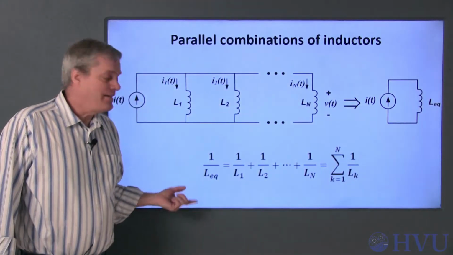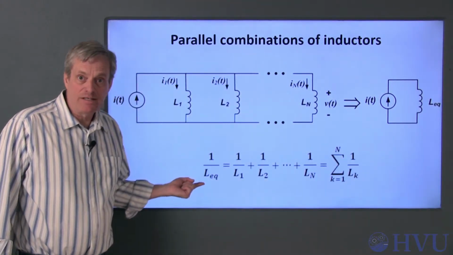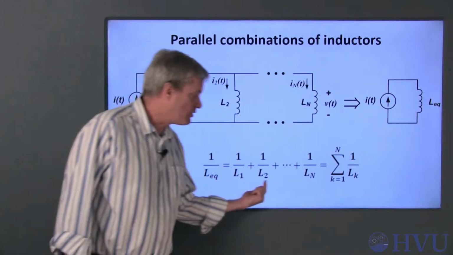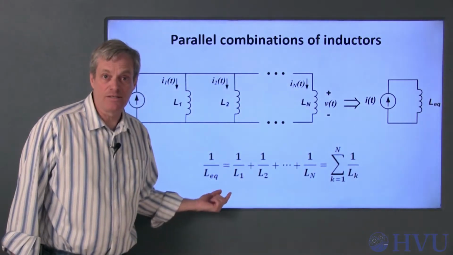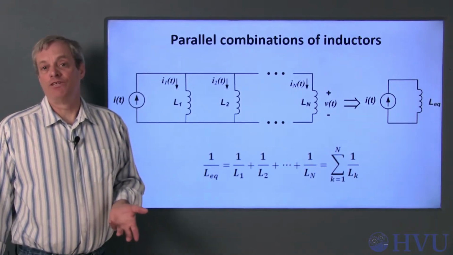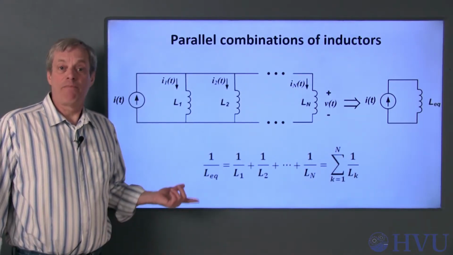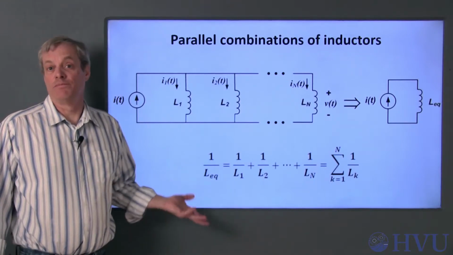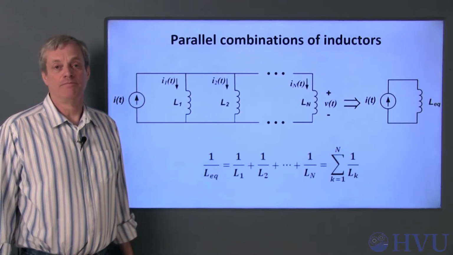We just need to define the inverse of the equivalent inductance as being the sum of the inverses of the individual inductances. This formula corresponds to the formula for combining parallel resistances. So in some sense, parallel inductors are treated similarly to parallel resistors.